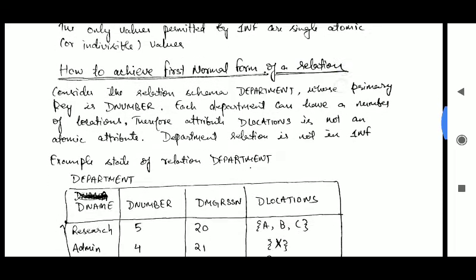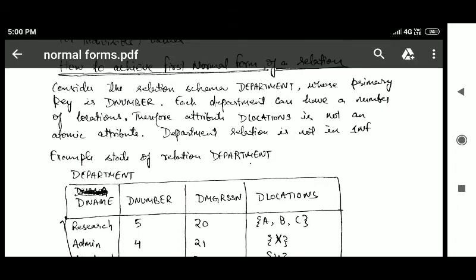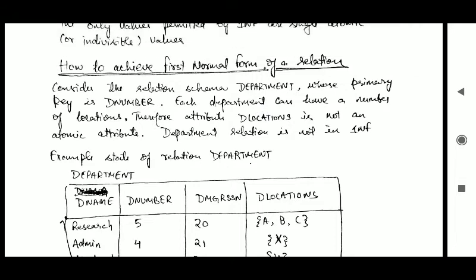Consider the relation schema department, whose primary key is D number, that is department number. Each department can have a number of locations. Therefore, the attribute D locations, that is the department locations, is not an atomic attribute. Department relation is not in first normal form.